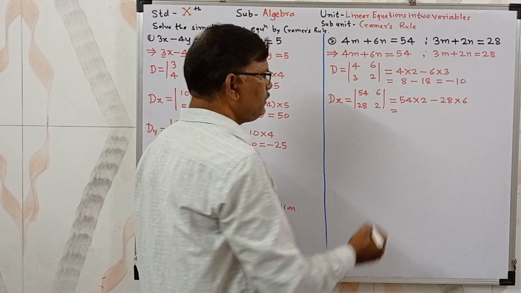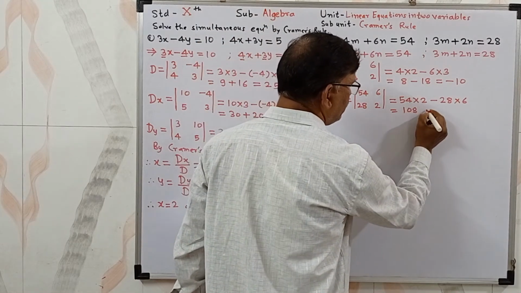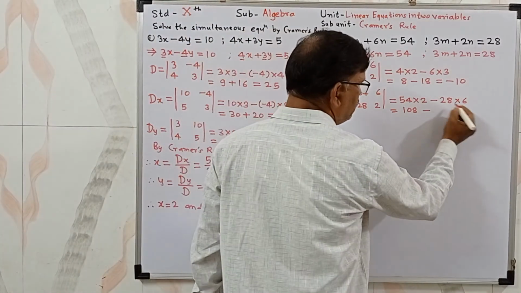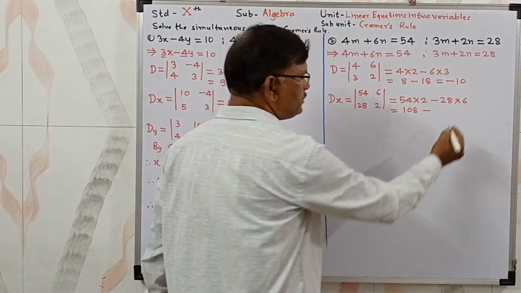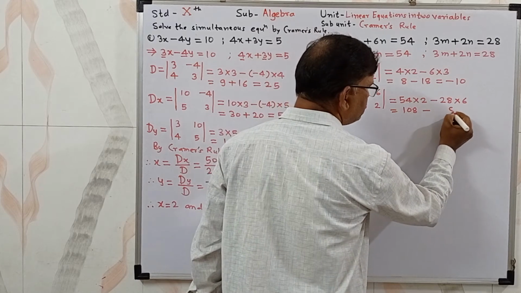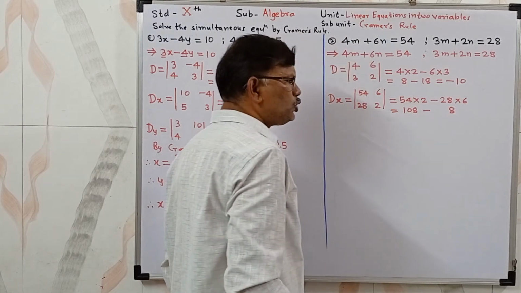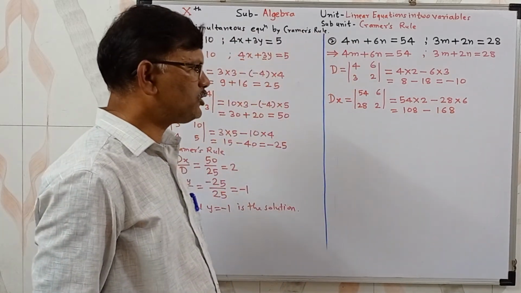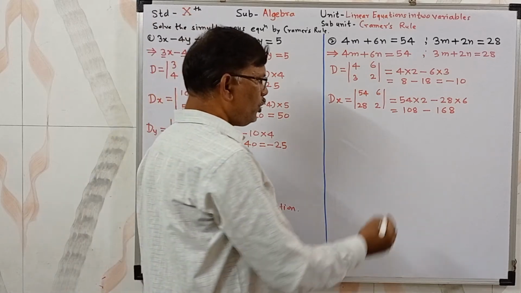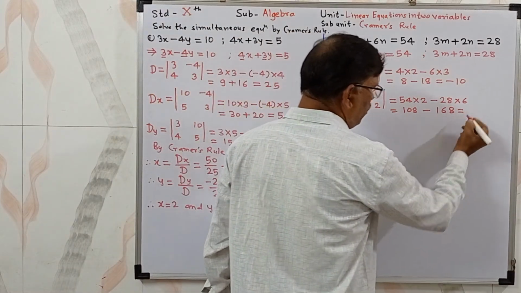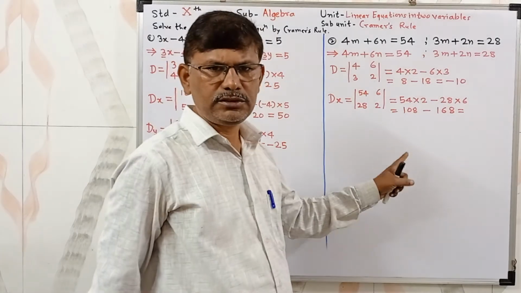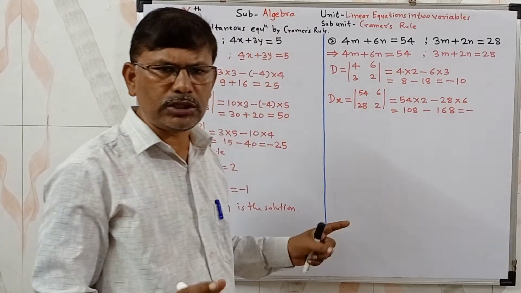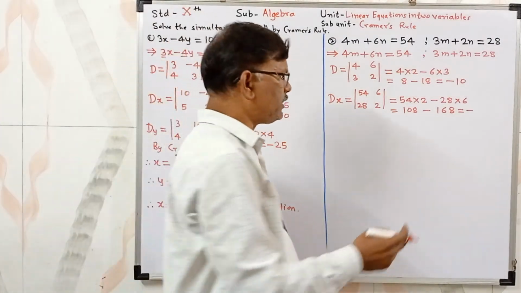Now cross multiply. That's 54 into 2 minus 28 into 6. 54 into 2, it is 108. 108 minus 28 into 6. 6 into 8, 48. 4, 6 into 2, 12, 12 and 4, 16, means minus 168. We know how to solve this. First write the sign of bigger number, that is minus, and the sign of both numbers are different, so do subtraction.